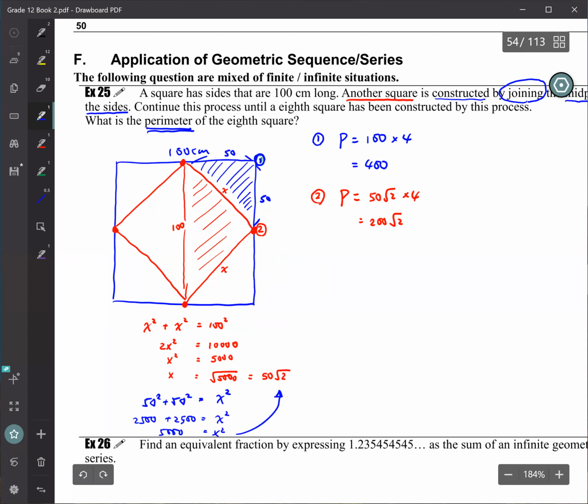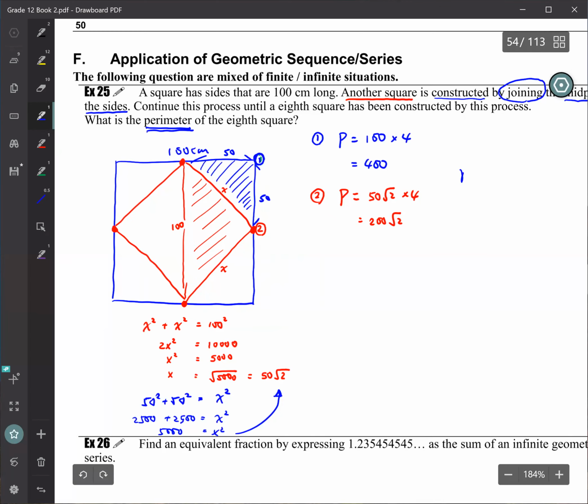Because we assume this one is geometric, okay? So the ratio is the second term divided by the first term, right? So we can simplify this, okay? If I reduce this one, it will become what? Root 2 over 1. I mean, root 2 over 2. Yep, root 2 over 2.